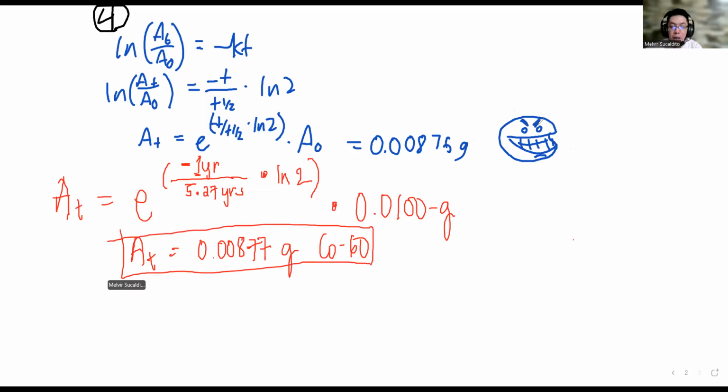Okay, on number 5, Josh. At a given time, there are 1.2 milligrams of a radioactive substance present. After 6 hours only, 0.3 milligram remains. What is the half-life of this radioactive substance? So 1.2 milligram, and after 6 hours only 0.3 milligram remained. So what is the half-life of this radioactive substance?